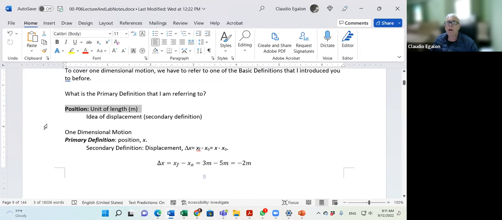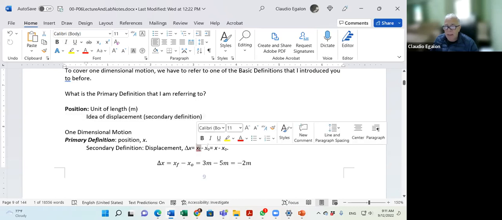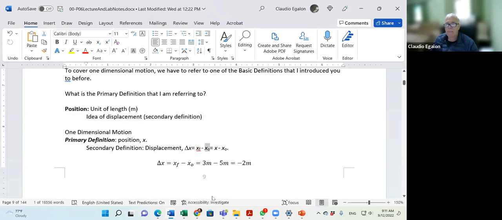Here's our starting point. And then every idea that follows is going to depend on the ideas that we define at our starting point. So what's the definition of displacement? Displacement is just the final position minus the initial position. That's what we call delta x.